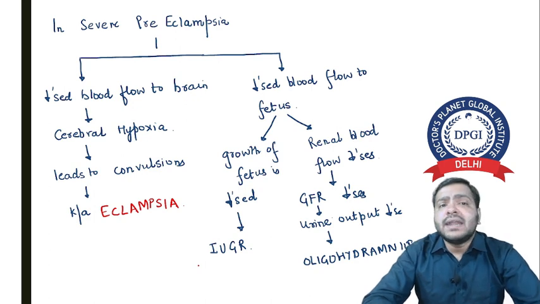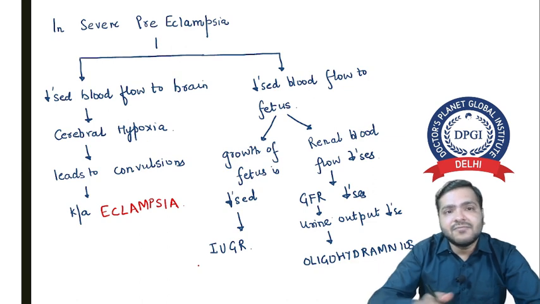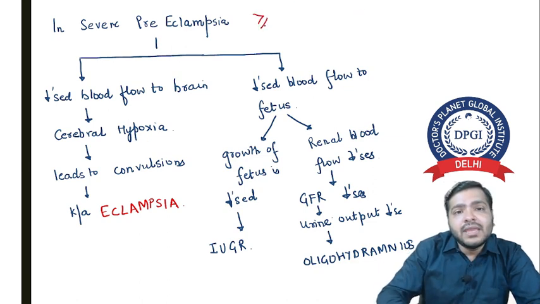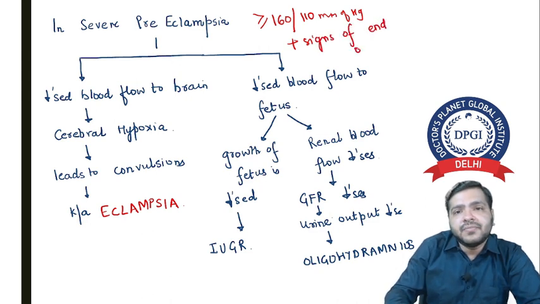Now coming on to a condition, severe preeclampsia. So what is the definition of severe preeclampsia? The blood pressure will be more than or equal to 160 by 110 mm of Hg, plus there will be signs of end organ damage.